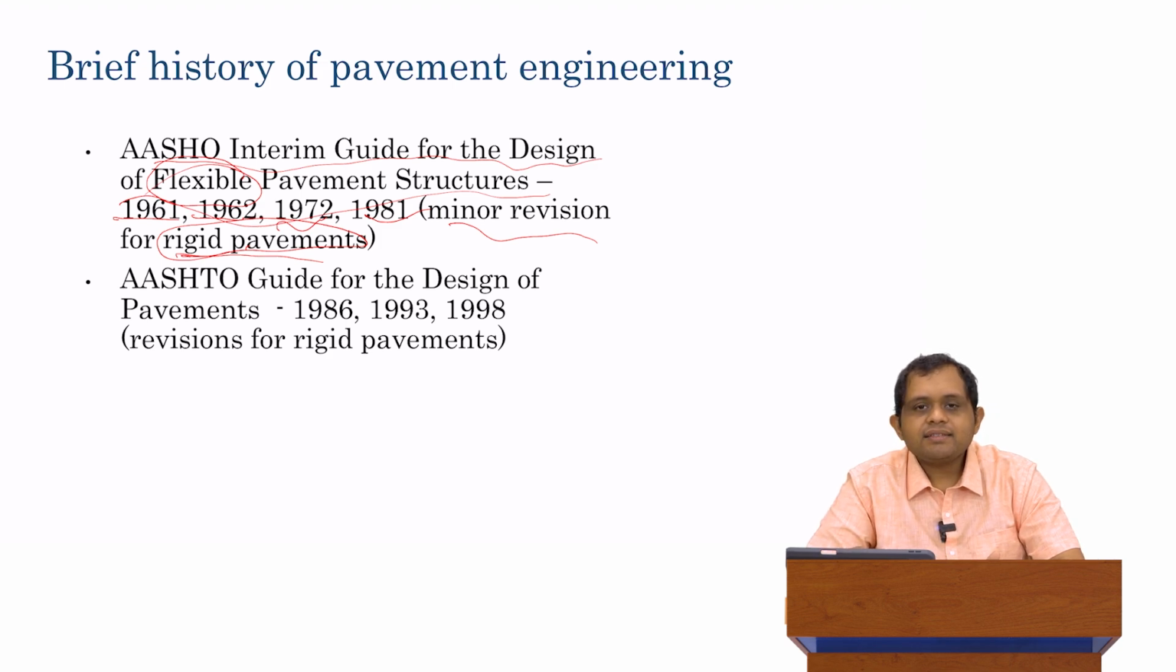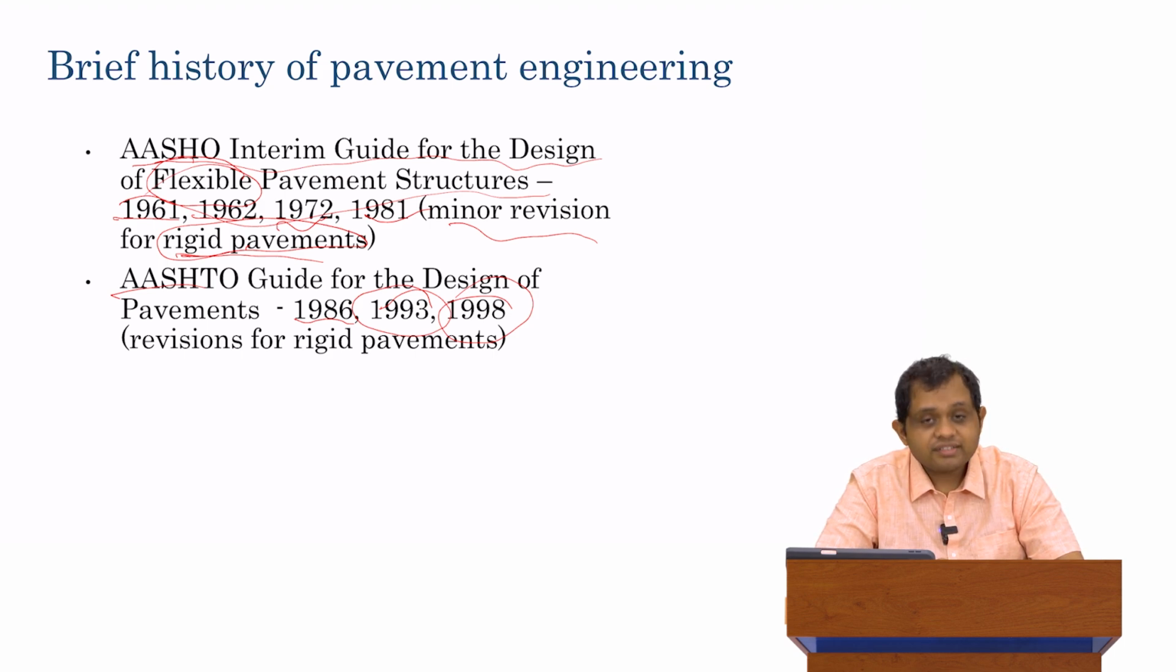In 1986, 1993 in particular, and 1998, very significant revisions were made by this point. And by this point, AASHO had been renamed to AASHTO. So the AASHTO guide for the design of pavements, this was no longer flexible pavements. It was understood by then that you had both flexible and rigid pavements. So by 1986 came the AASHTO guide for the design of pavements. This is a very, very celebrated guide.